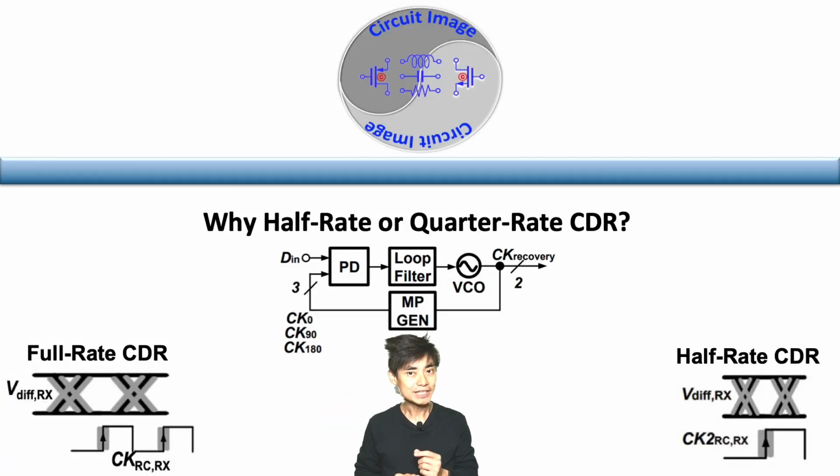After why full-rate CDR, let's switch to why half-rate or quarter-rate CDR. Again, in half-rate CDR, the clock used for data recovery operates at half the data rate, which is particularly advantageous for systems handling very high data speed. Here are some reasons why half-rate CDR is preferable, and you should apply it to your needs.